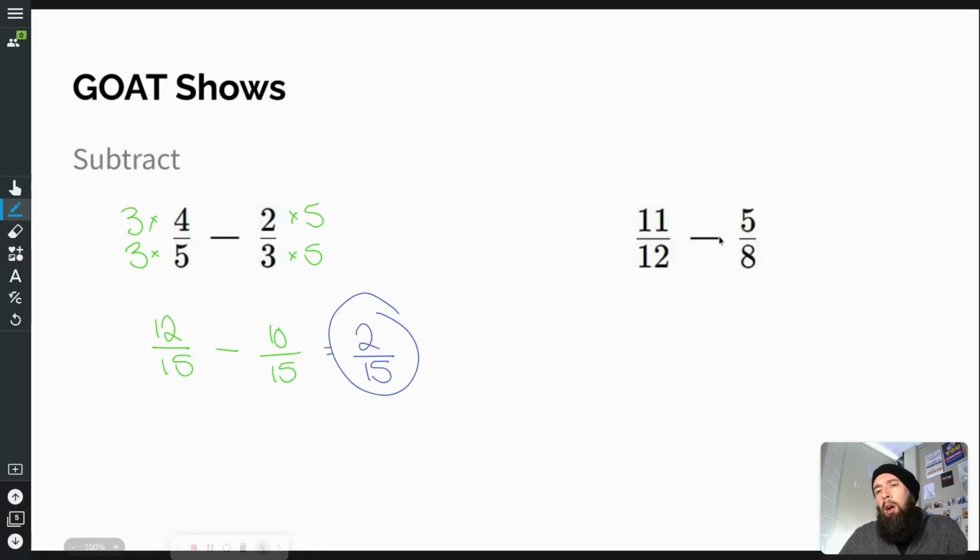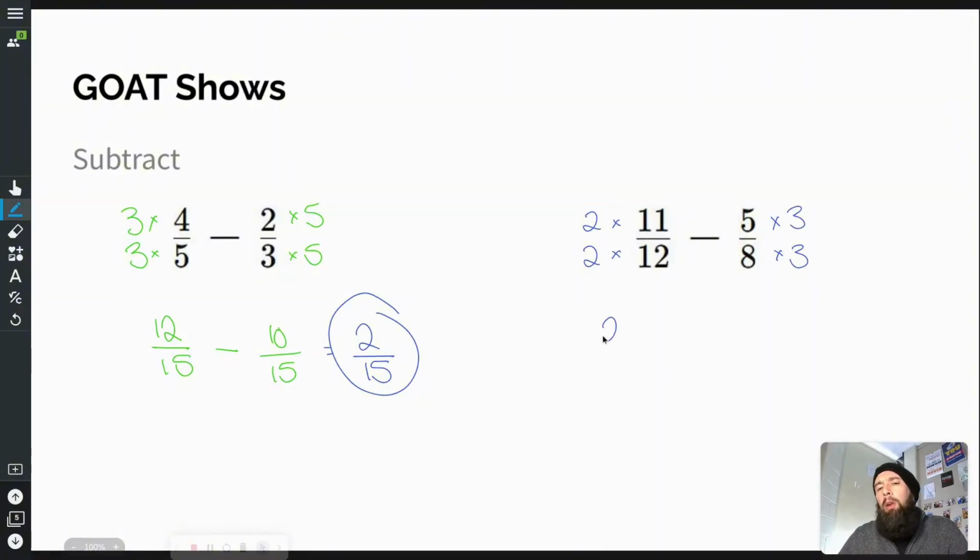Now I have 11 over 12 minus 5 over 8. Okay, I really don't want to multiply you by 8 over 8, and I really don't want to multiply you by 12 over 12. Looking at 12 and 8, they're both even, so I've got similarities there. You know what I can do? I can make 12 into 24, and I can make 8 into 24 pretty easily. 12 times 2 is 24, so I'm going to multiply both of you by 2. And 8 times 3 is 24, so I'm going to multiply you by 3.